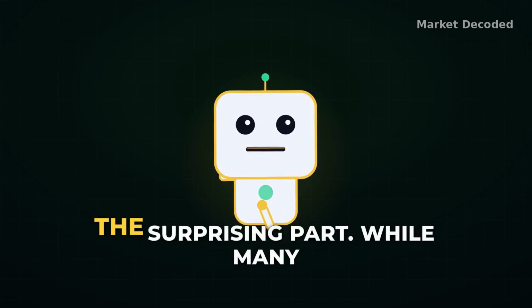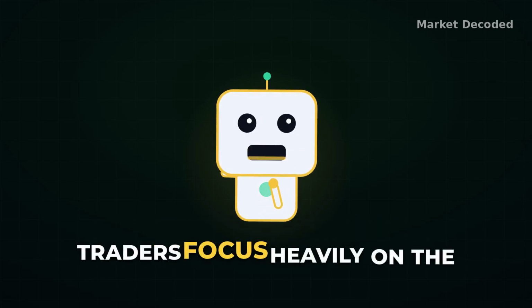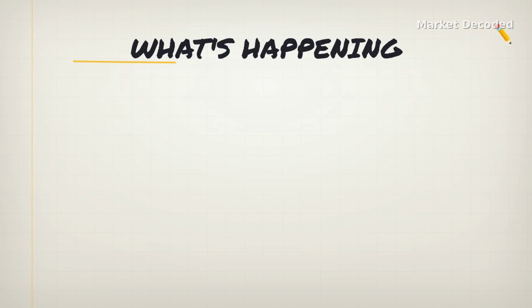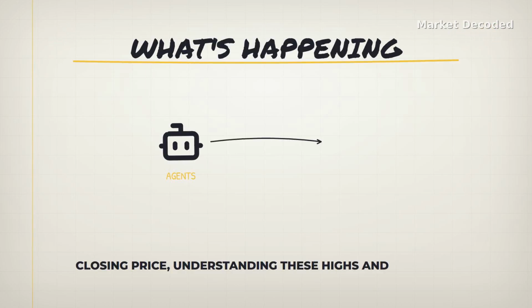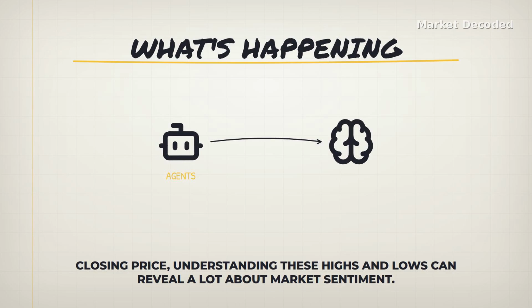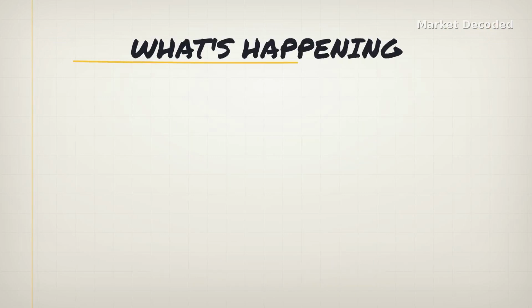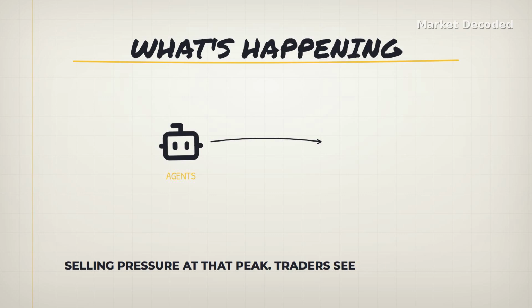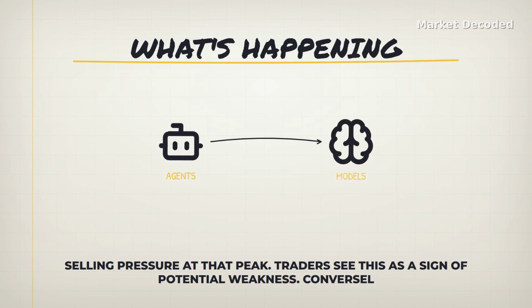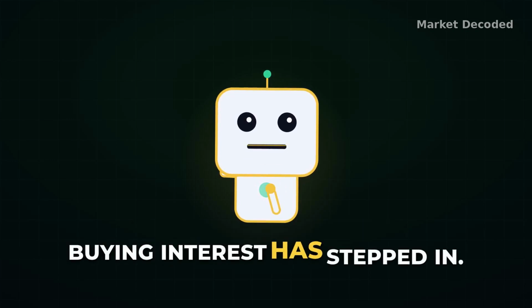And here's the surprising part. While many traders focus heavily on the closing price, understanding these highs and lows can reveal a lot about market sentiment. For instance, if a stock reached a new high but closed near its low, it might indicate selling pressure at that peak. Traders see this as a sign of potential weakness. Conversely, if a stock hits a low but closes near its high, it's often viewed as a recovery signal, suggesting buying interest has stepped in.